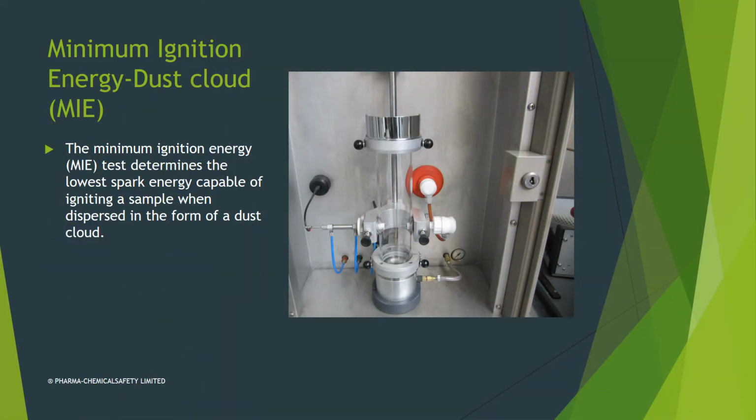So that's another parameter that is important to get, and it's not for classification. It's to have a better understanding of how the powder or the dust is going to behave, and how you're going to design your process as well. It's the minimum ignition energy. The minimum ignition energy predicts the ease and likelihood of ignition of a dispersed cloud.